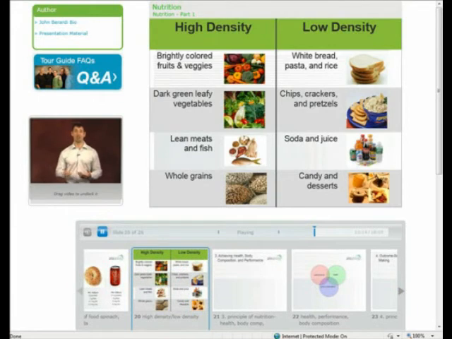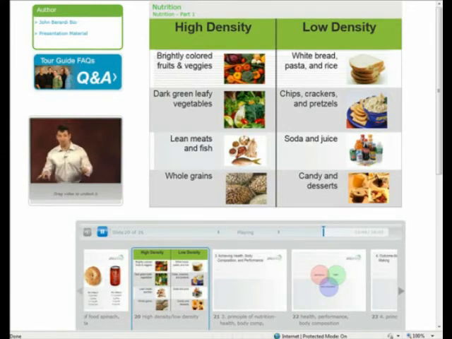So in this chart here, I have a bit of a comparison of the most high-density foods and the most low-density foods. The high-density foods include things like brightly colored fruits and vegetables, things like dark, leafy green vegetables, things like lean meats and fish, and things like whole grains, unprocessed. On the low-density side, it includes things like white bread, pasta, and rice, chips, crackers, and pretzels, soda and juice, and candy and desserts. Now, we know many of these foods on the low-density side are usually considered unhealthy or junk foods, but it's important to remember why.